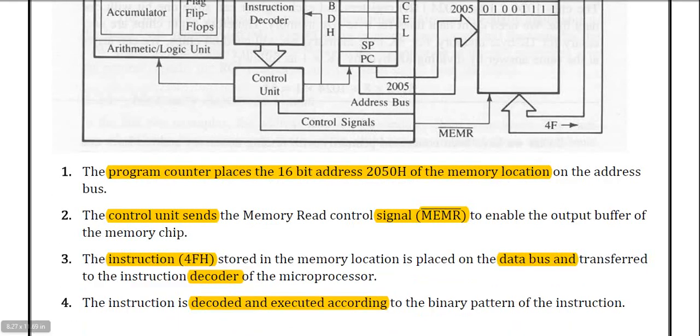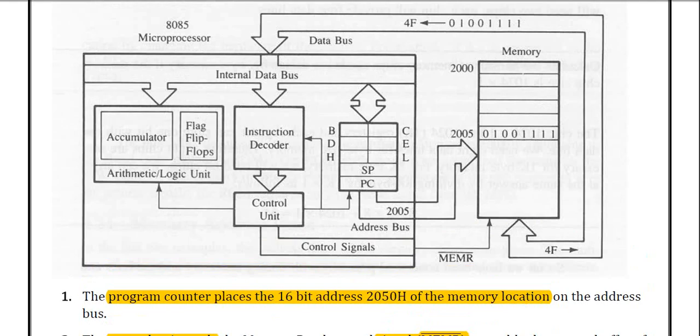Then the control unit sends a memory read, or MEMR, which enables the output of the buffer. Then the instruction 4FH stored in the memory location is placed on the data bus and transferred to the microprocessor for decoding, and lastly the instruction is decoded and executed according to the pattern. So first of all we need to generate the address on the address bus. Here we have the memory section, which is from 2000 to 2005, and here is the programming section.